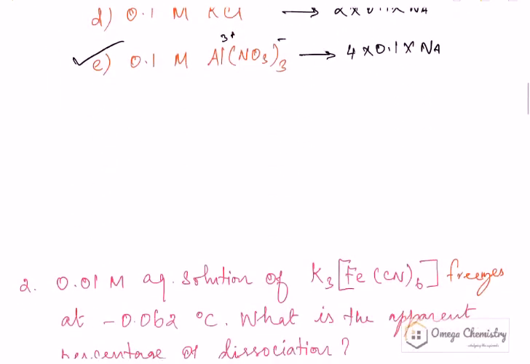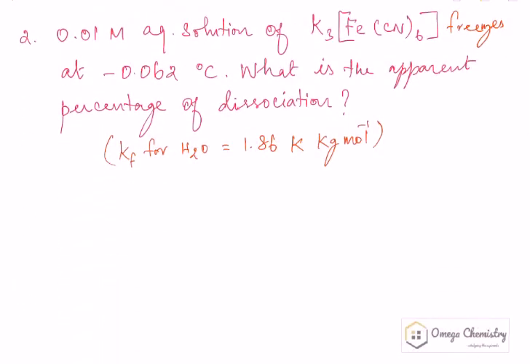Okay. Now the second question: 0.01 molar aqueous solution of K3[Fe(CN)6] freezes at minus 0.062 degrees Celsius. What is the apparent percentage of dissociation? Kf for water is given as 1.86 Kelvin kilogram per mole.